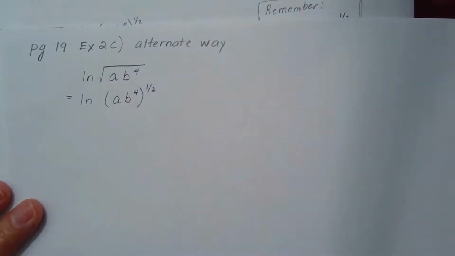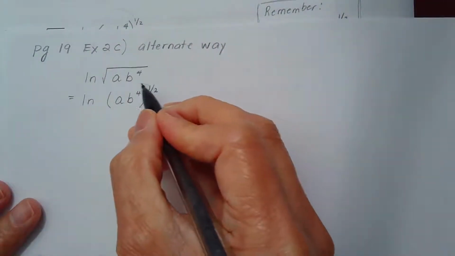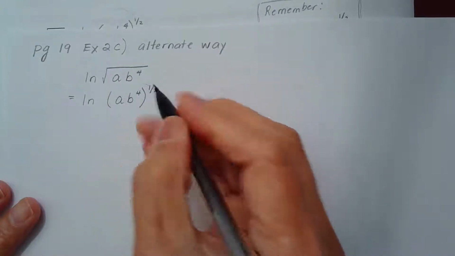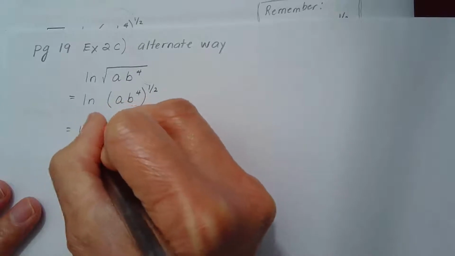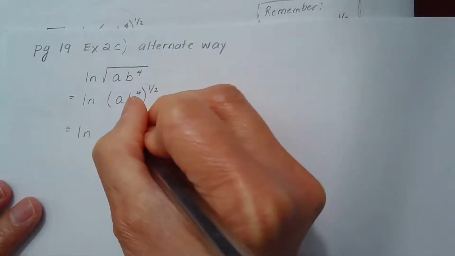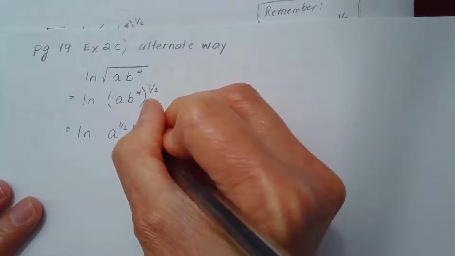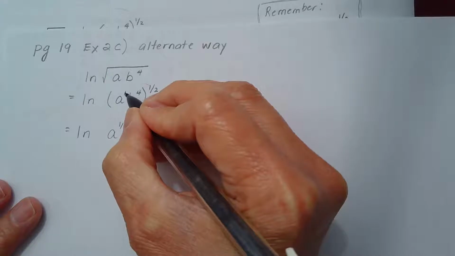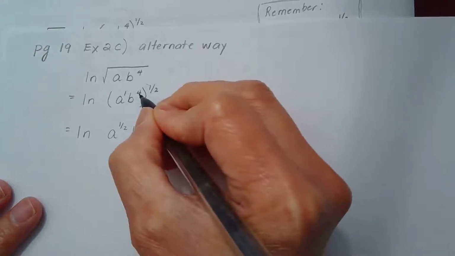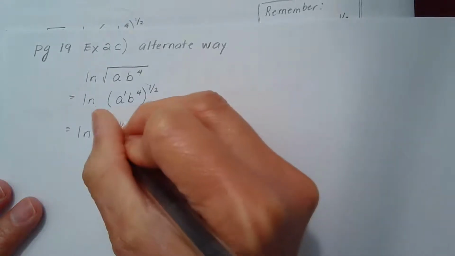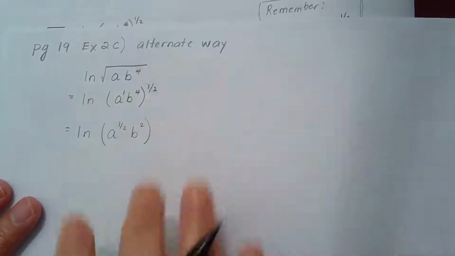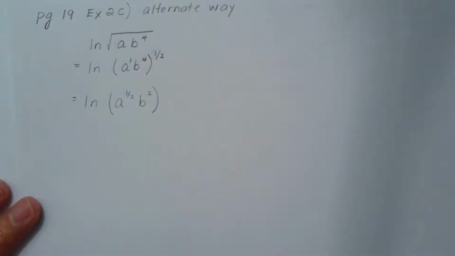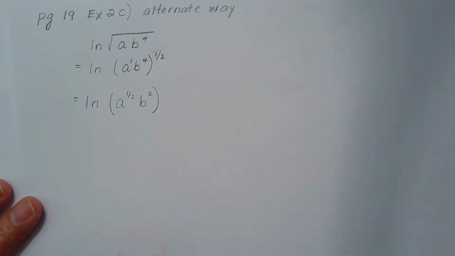Okay, so what I could do now is use the laws of exponents, power to a power. So I can say this is going to be natural log of a to the 1/2, and then b. Okay, so this is exponent 1. 1 times 1/2 is 1/2. 4 times 1/2 is 2. There. So I've multiplied the 1/2 into those exponents.